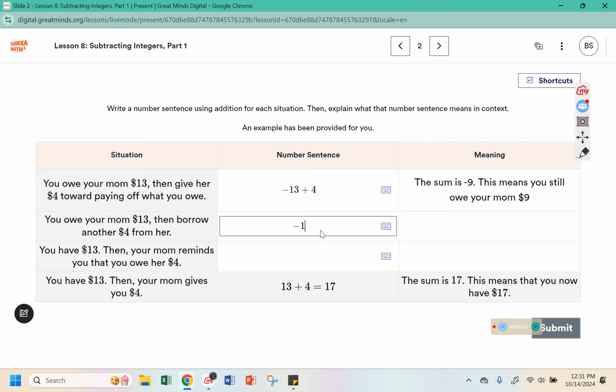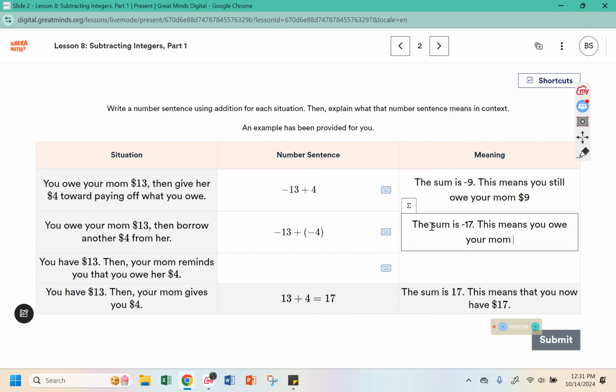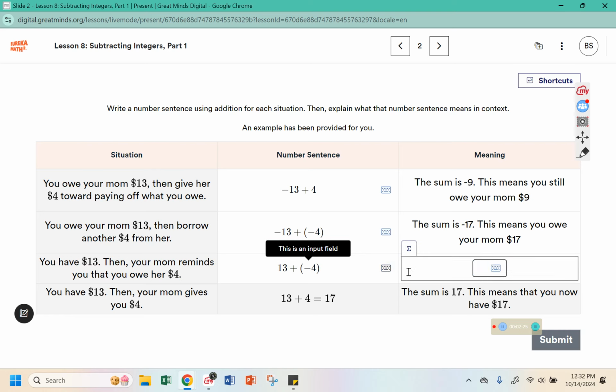Next, we have you owe your mom 13, and then you borrow 4 more from her. The sum this time is -17. This means that you now owe your mom $17. You have 13, then your mom reminds you that you owe her 4. The sum is 9. This means you have $9.